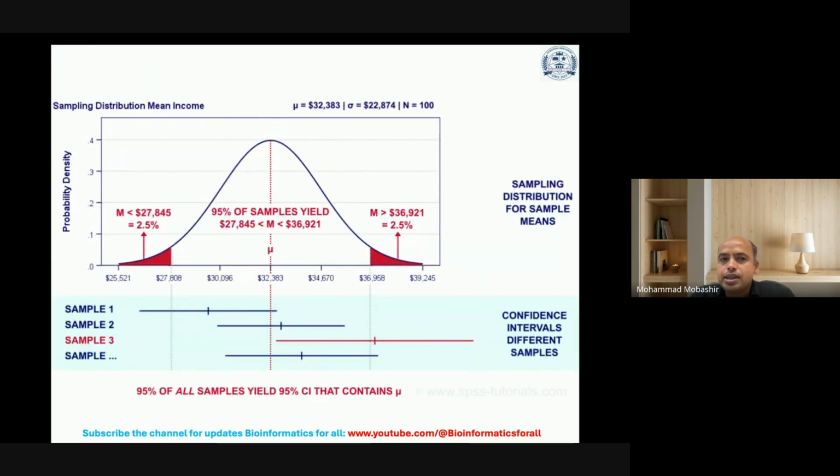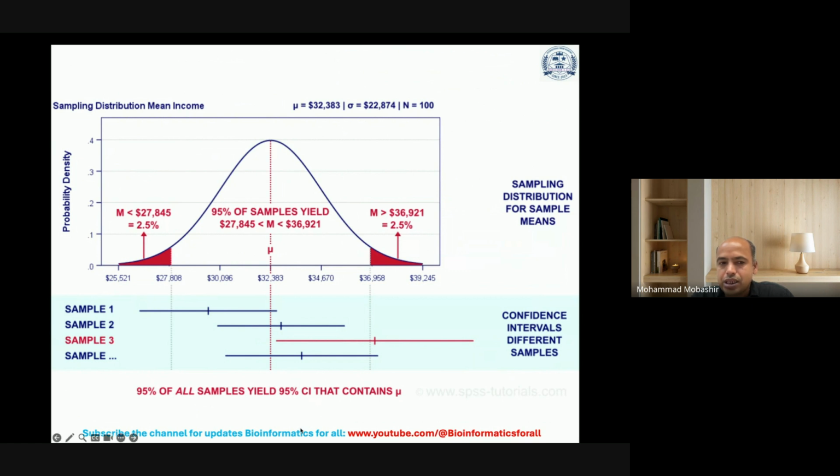Now you can see confidence intervals in an example here, like probability density for different samples. Then you have certain values which you are going to use for selection criteria. So: sample distribution for sample means, confidence intervals, and then different samples. What you are seeing is one mean value, then a certain range, and then you go for some kind of confidence intervals.